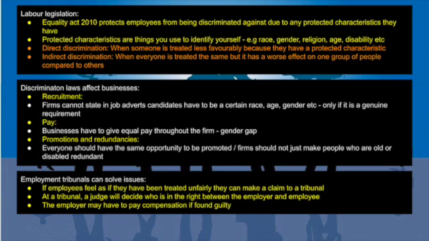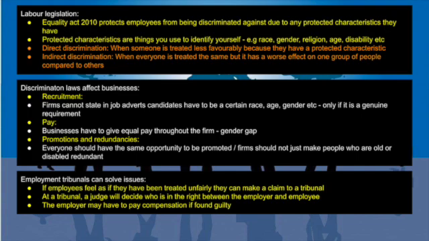So for direct discrimination, an example could be a woman being paid less than a man. For indirect discrimination, it might be the workplace says no headscarves or anything to cover your head in the workplace. Obviously, in Islam, some women wear hijab, so that might be some form of indirect discrimination.